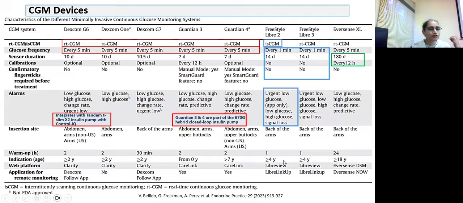Freestyle Libre devices are approved for use above the age of 4 years, and they are read either with the reader or with a mobile app, that is the Libre Link, Care Link, etc. Different apps for the different devices.